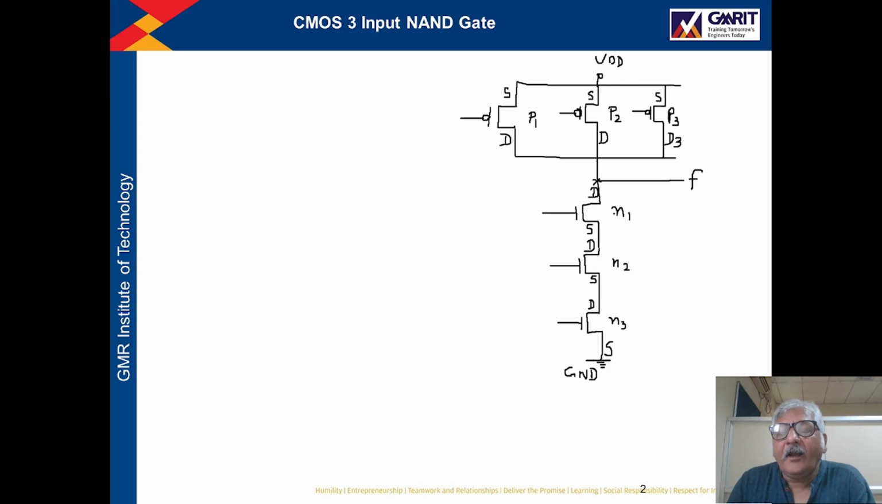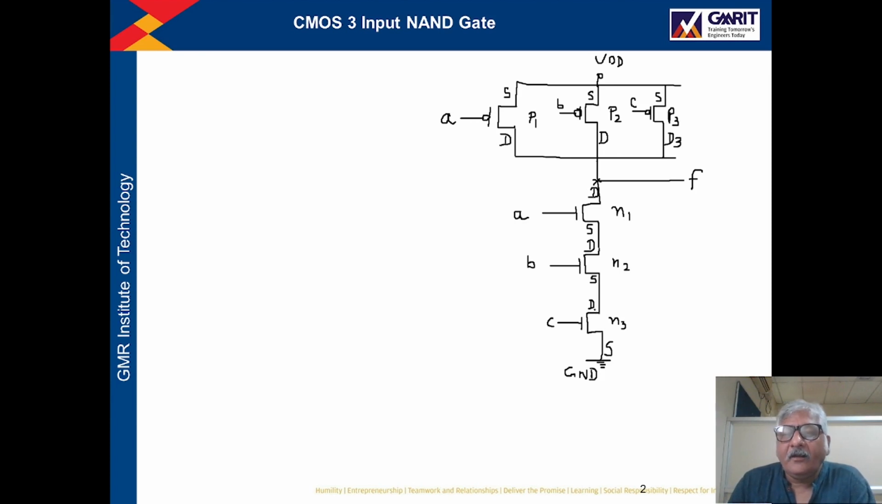Let us assume A input is connected to NMOS N1 as well as to PMOS P1. B input is connected to NMOS N2 and the same is also connected to PMOS P2, and C input is connected to the gate of NMOS N3 and the same C input is connected to the gate of PMOS P3.